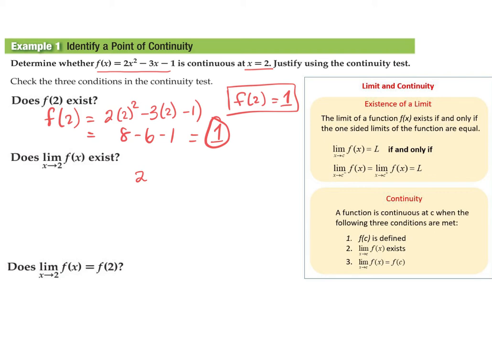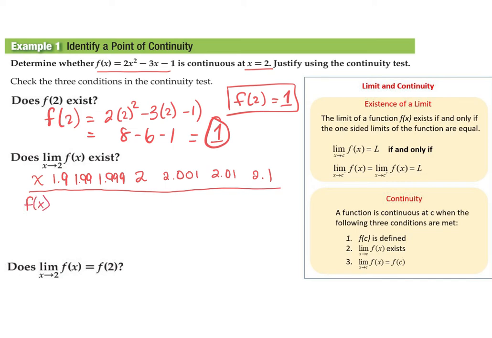so we have 2.001, 2.01, 2.1, and then 1.999, 1.99, 1.9. So these will be my x values. I will find my y values using a graphing calculator.